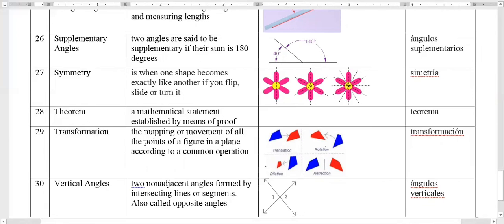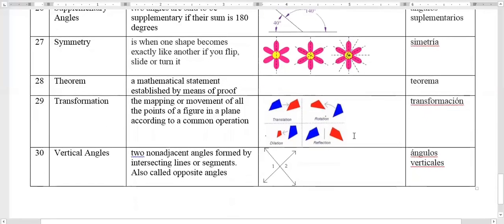Transformation, 29, the mapping or movement of all the points of a figure in a plane according to a common operation. So the blue goes to red, that's called a translation. The blue rotates to red, that's called a rotation. The blue gets smaller to red, that's called a dilation. And the blue reflected over to red is called a reflection. That is a transformation.